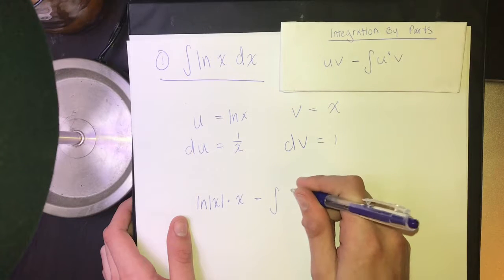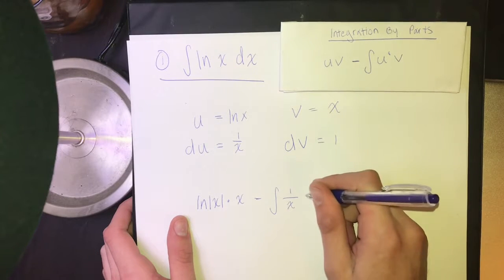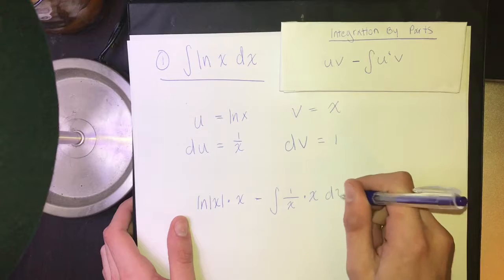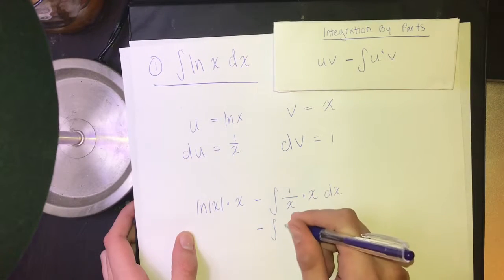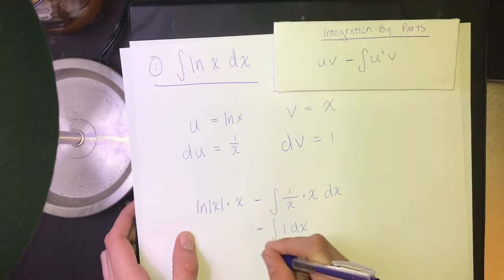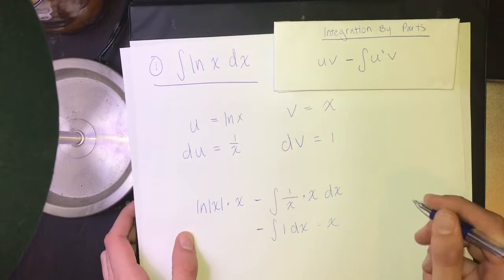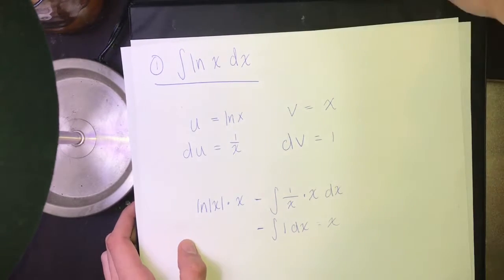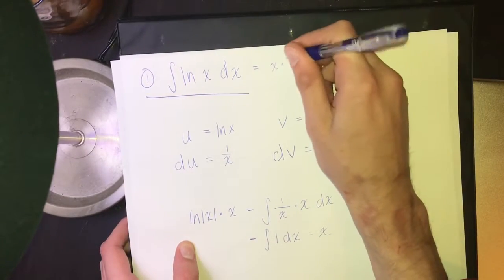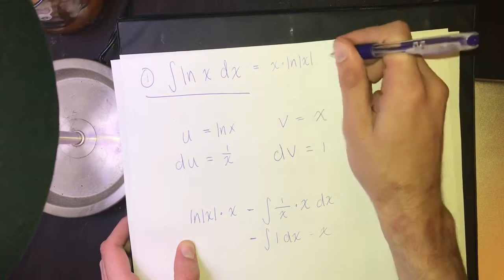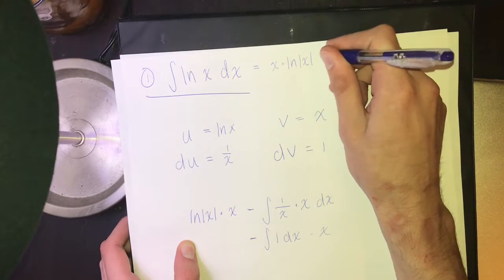And it'll give us u times v minus the integral of v times du, which should be an integral that's easier to solve. And in this case, it certainly is, because x over x gives us 1, and the integral of 1 is x. So our final answer is going to be x times the natural log of x minus x plus c.